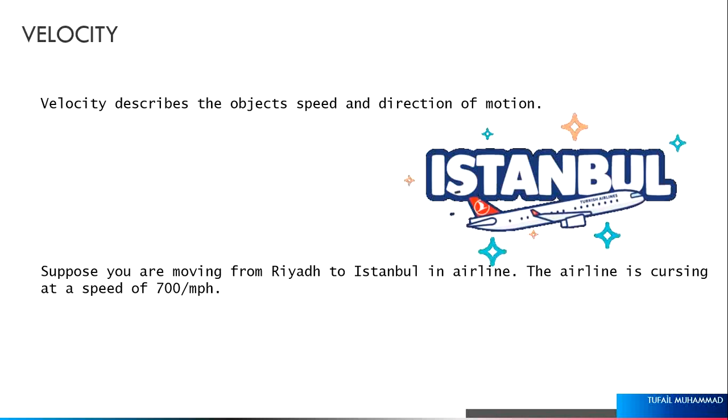For example, let us say you're moving from a city to another city, let us say from Riyadh to Istanbul in an airline. The airline is cruising at a speed of 700 miles per hour. Now, to know the velocity, we add the direction. So velocity will be 700 miles per hour to the west.